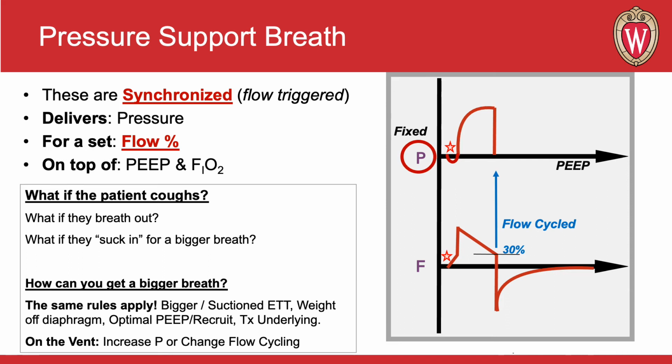Now, we can also help them on the ventilator get a bigger breath, and we can do that in a very similar way as pressure control breaths. We can increase the pressure, fix their compliance, but here we can also change the flow cycling, and we can change it from 30% to 0% and get a tiny bit of tidal volume out of it. We don't normally do that, but some patients are more comfortable with one type of flow breath, either a short inspiratory time at 50% or so, or a longer flow cycling at 10 or 20%. Not very common.